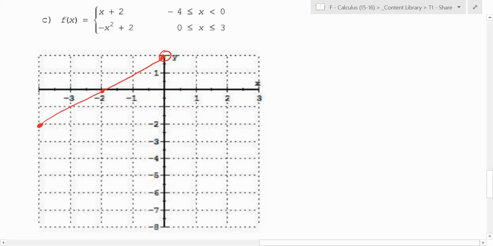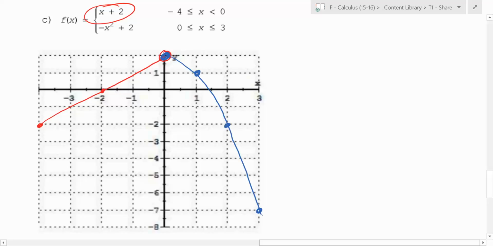But then you notice when you plug in 0 into this one, what's 0 squared plus 2? 2. Exciting. So it actually gets filled in. So this is the red one. I'll make another one. Let's call it the blue one. It gets filled in. 1, 1, right? Is that true? 2, -2. And 3, -7. And then this right here is just an arc like that.